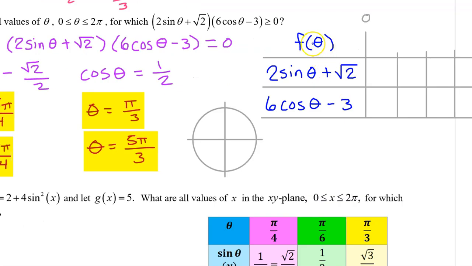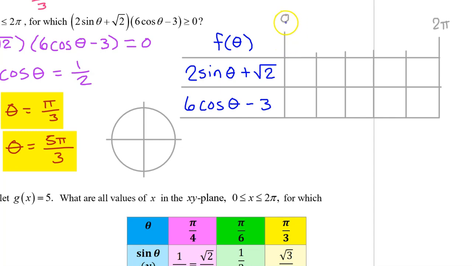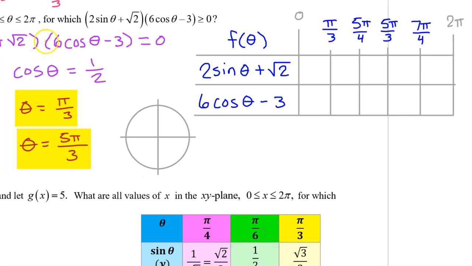Your sign chart should be labeled as f of theta, and you're going to need a row for each one of these 2 factors. Also, the domain is limited to the interval between 0 and 2 pi. So, you should have 0 and 2 pi at the beginning and end of the sign chart. Next, let's put our 4 critical values in order from least to greatest across the top.